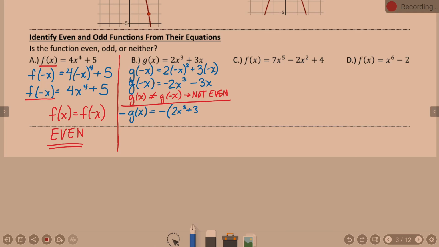2x cubed plus 3x. Now, you can go ahead and skip that if you want, because what am I going to do with that negative? We're going to distribute it. Every term gets multiplied by a negative. So basically, every sign gets changed. So negative g of x is negative 2x cubed minus 3x.